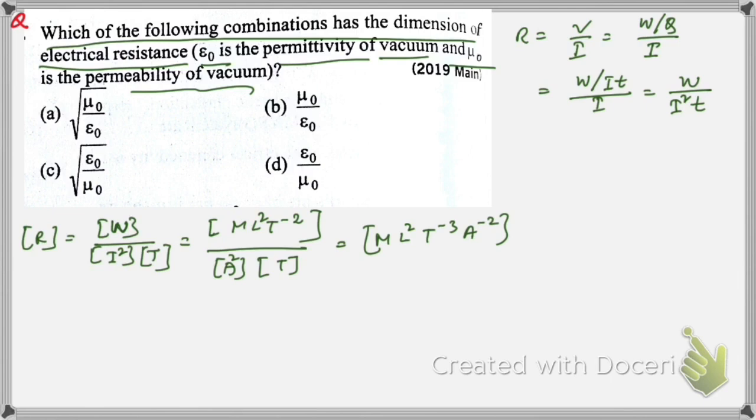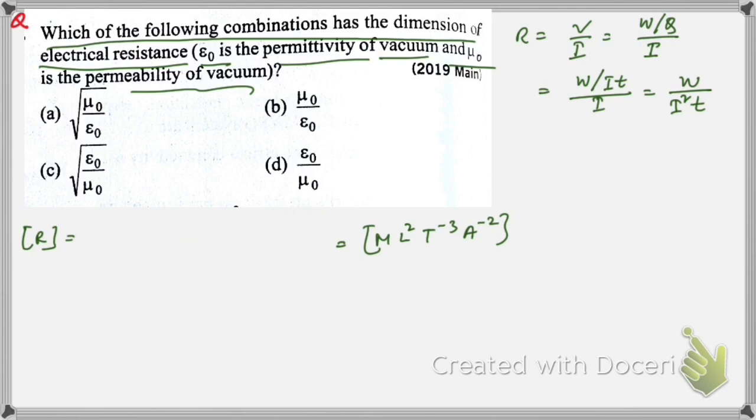Now let me clean these things. Just let me write this one here. So this is the dimensional formula of resistance. So hope you have understood how we have got this.